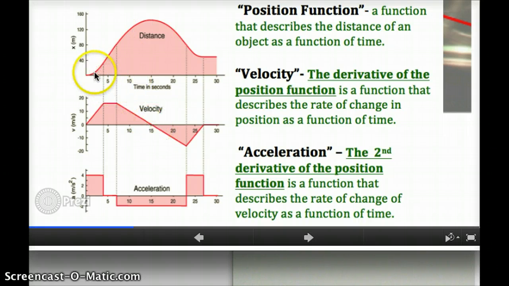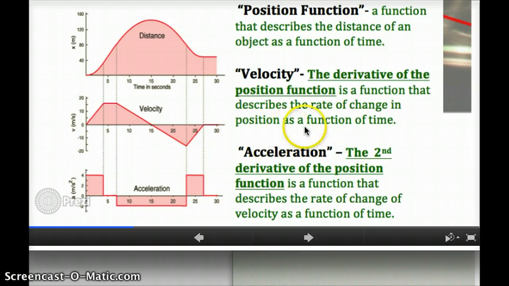You can see that when the distance is increasing, the y values of how fast the car is going are positive. That makes sense. They're traveling away from where they started. Similarly, when the distance is decreasing, they must be traveling back towards where they started, which means they're traveling in the negative direction.